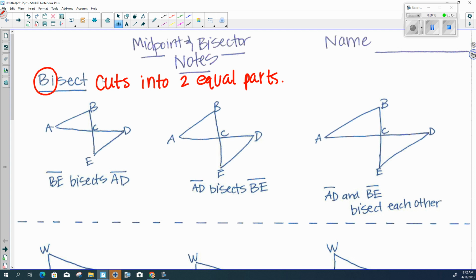So as you read these statements moving forward, if the word bisect just doesn't even register, replace it with cuts into two equal parts. And we are bisecting line segments and we're bisecting angles. We're doing both of those today because we're doing triangles still and we love angles and sides.